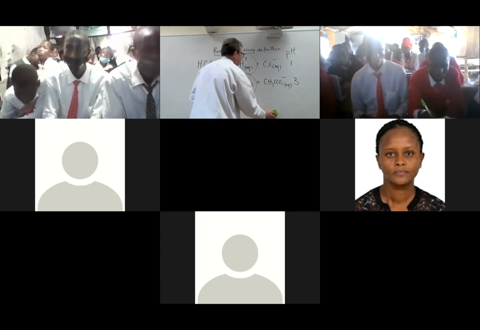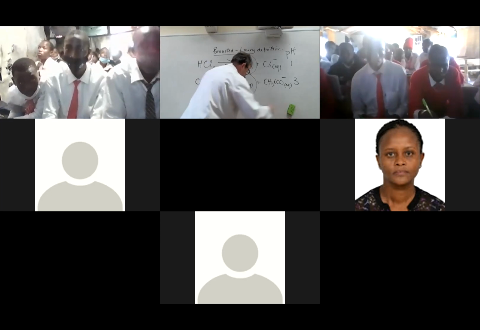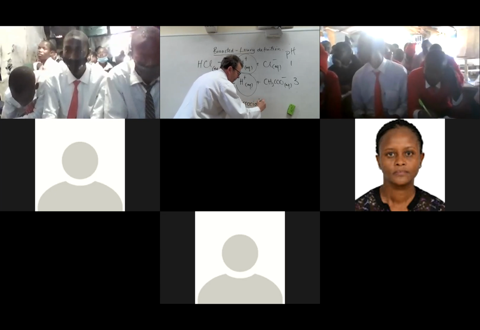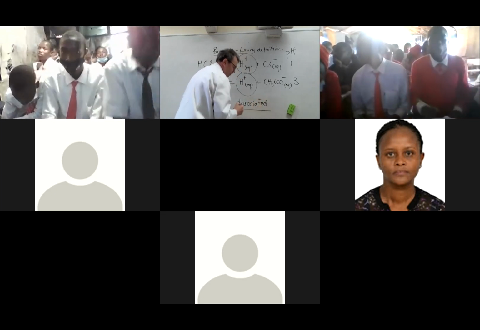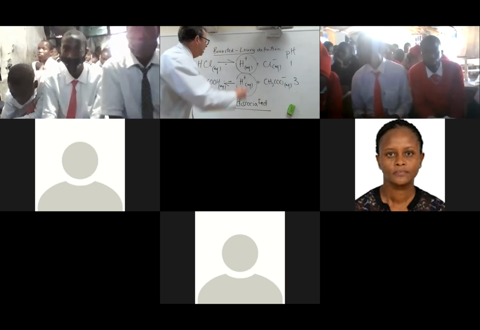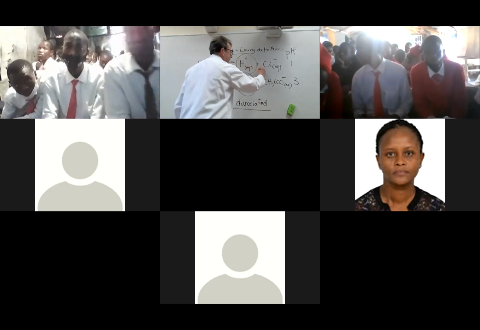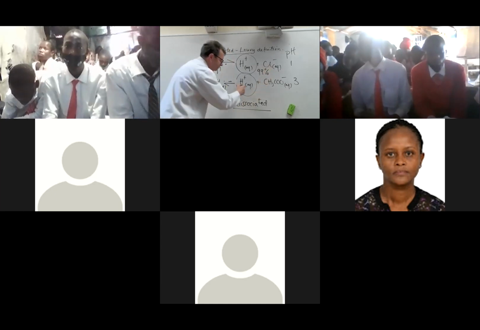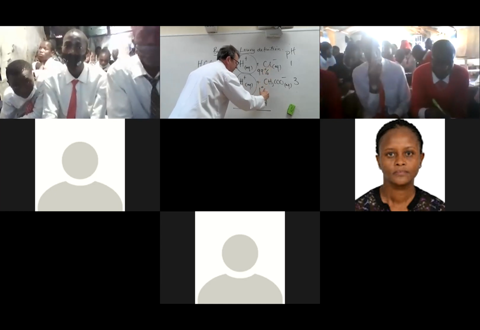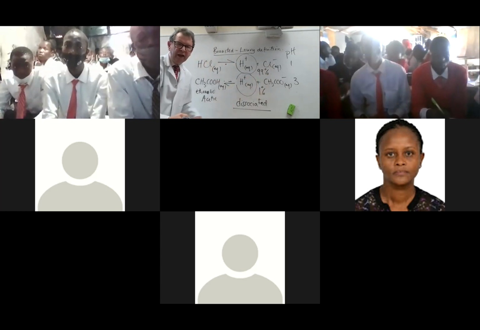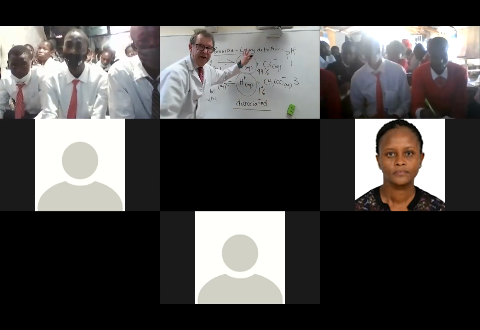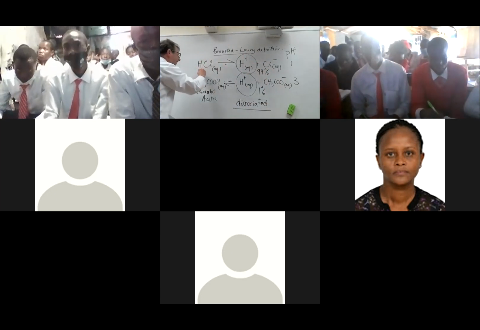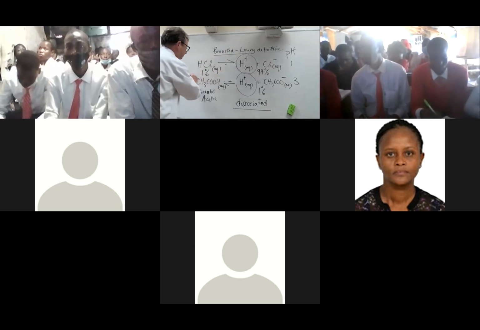So the word that we want to use is dissociated. Split up, okay? This one is 99% split up. This one is 1% split up, okay? So hydrochloric acid, 99% of all the HCl are split up, 1% are not split up.